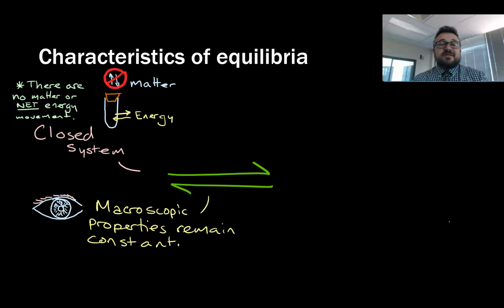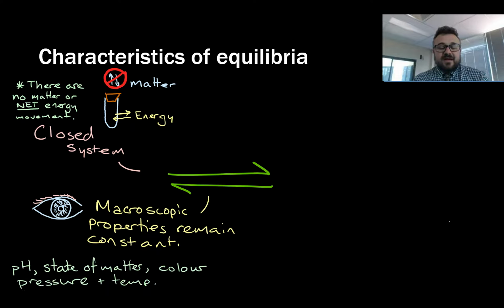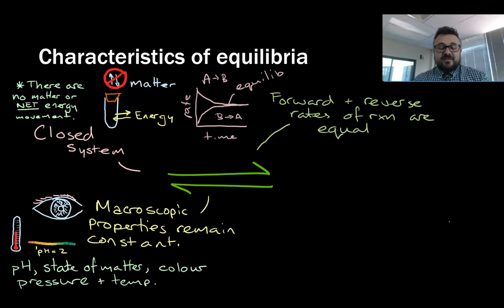Macroscopic properties remain constant. This means the properties that we can see. Okay, so pH, state of matter, color, pressure, temperature. They stay the same. They're now constant. The forward and reverse reactions are equal. For example, as we move along this axis here, we have time moving in this direction and rate of reaction up here. The top line is our A to B, so forward reaction. This is our reverse reaction. And here our reverse reaction is starting at 0. Top reaction is all of it. And eventually they reach equilibria where they're both moving in a conjoined line.